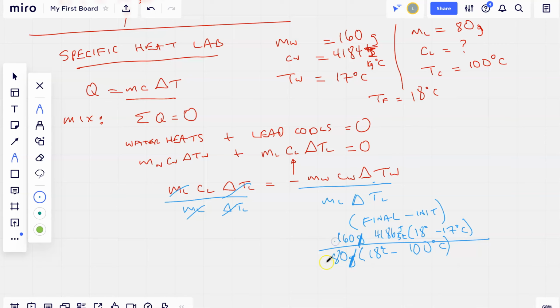If I went to the trouble to translate them into kilograms, it would still cancel out and be all right. I've got this degree Celsius on the bottom. It's going to cancel this one on the top. The only units left will be joules per kilogram degree Celsius, which are the proper units for C. So this came out fine. We just get the number, and that'll be the C, the heat capacity of the lead. All right, that's the kind of thing that we want to do there.